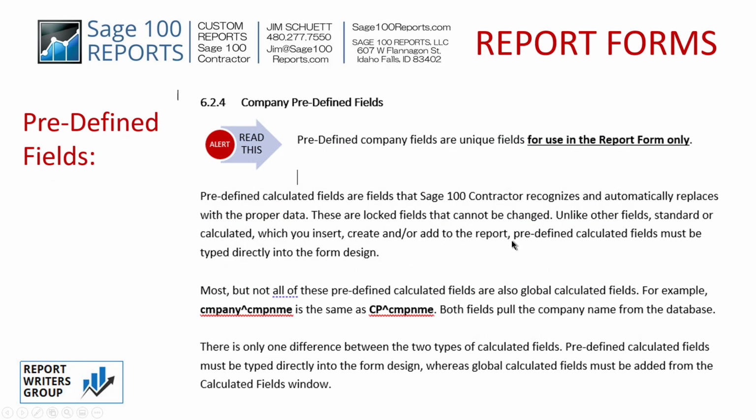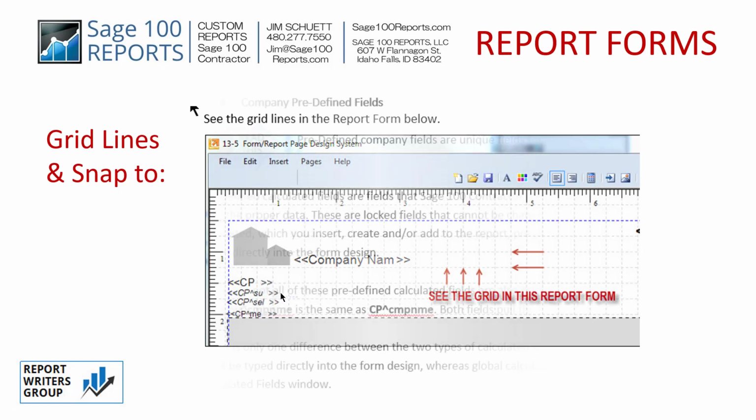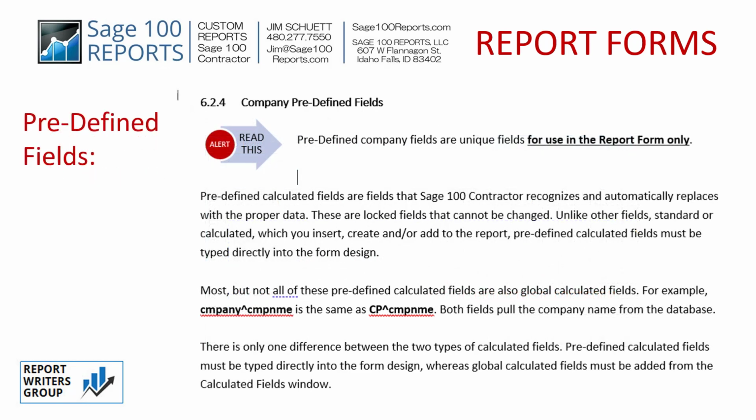Now, the fields, let me go back one. The fields here that you see on report forms can be the standard fields that you have when you pull in data from the different menu areas. But for the company name, and certain types of information, they require a CP caret, and then the six digits after that to describe the field. So now we can go here and talk a little bit about it.